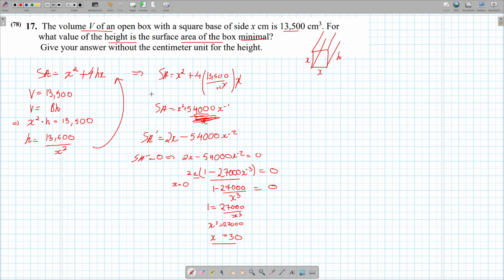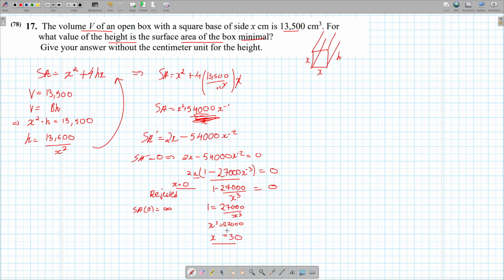But what are they asking for? Actually, we have to see which one is minimum, right? x equals 0, x equals 30. If you substitute x equals 0, again, it's going to be rejected. Why is it going to be rejected? Can you divide by 0? No, right? Because you're going to say surface area at 0 is equal to infinity.